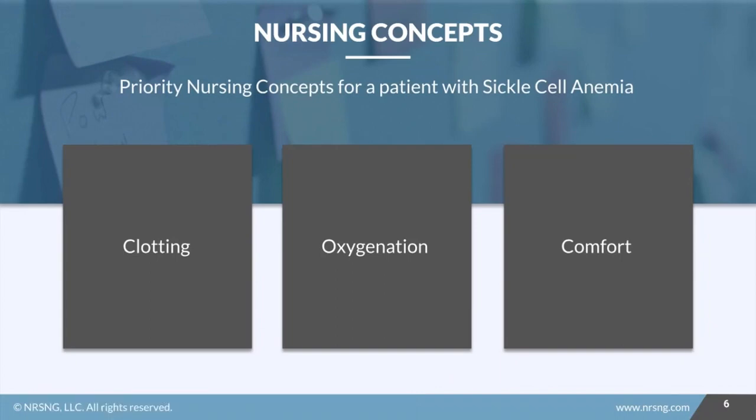When you're taking care of a patient with sickle cell anemia, your priority nursing concepts are going to be clotting, oxygenation, and comfort.